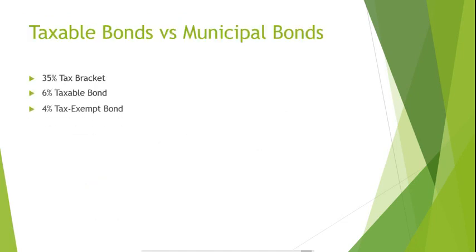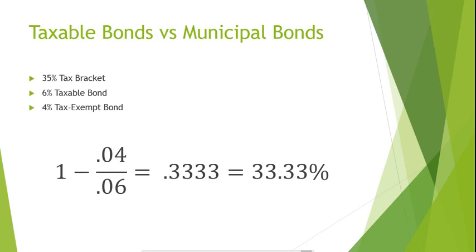If we do 1 minus 4% over 6%, we find that our cutoff tax bracket is 33.33%. This means that the tax-exempt bond should only be invested in by individuals in a 33.33% or higher tax bracket. Anyone in a lower tax bracket would be better off investing in the taxable bond.